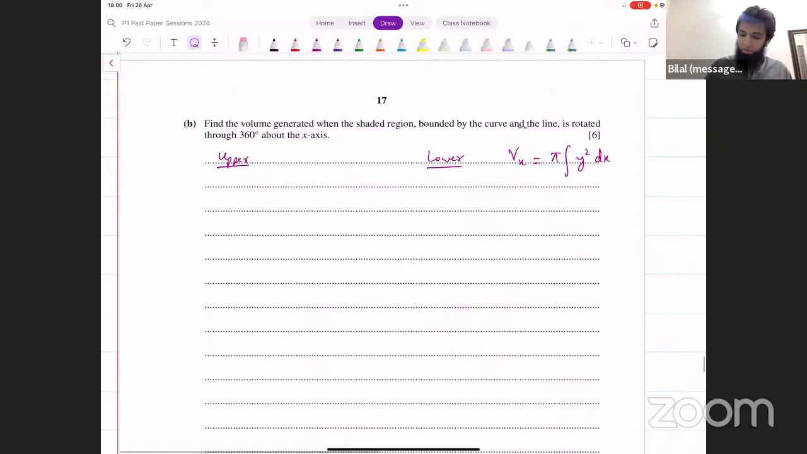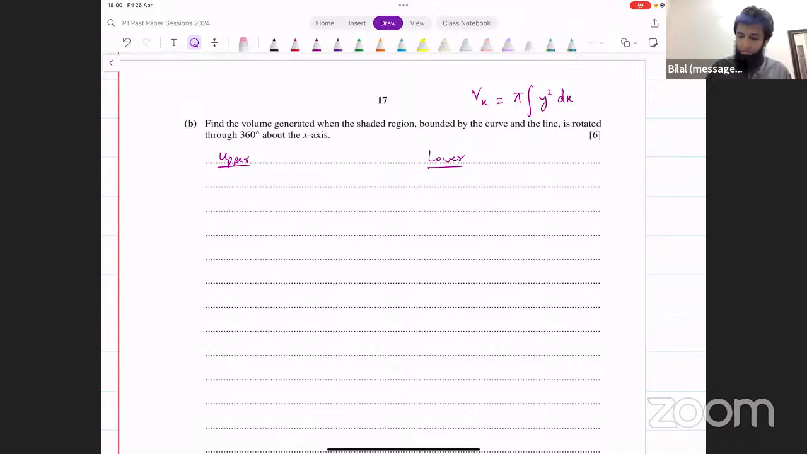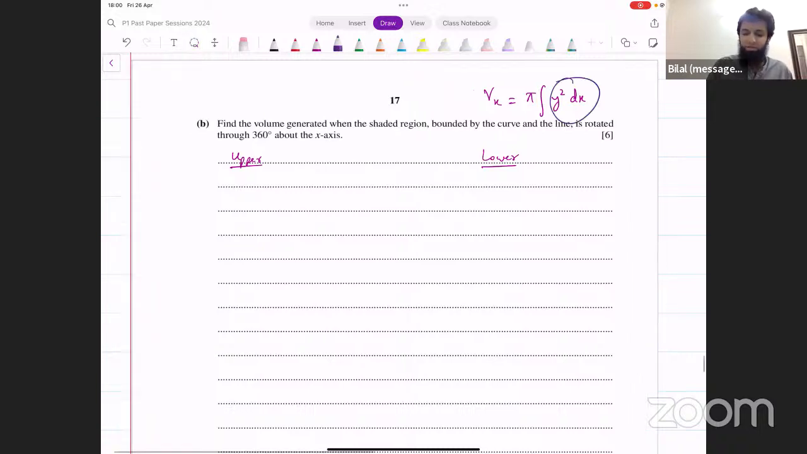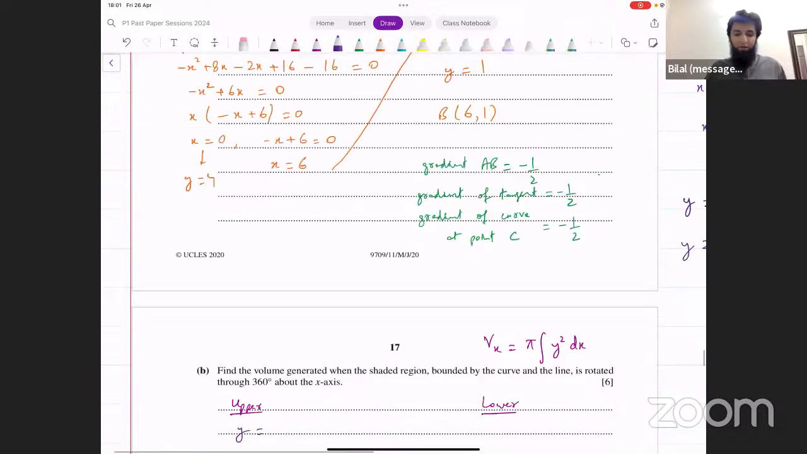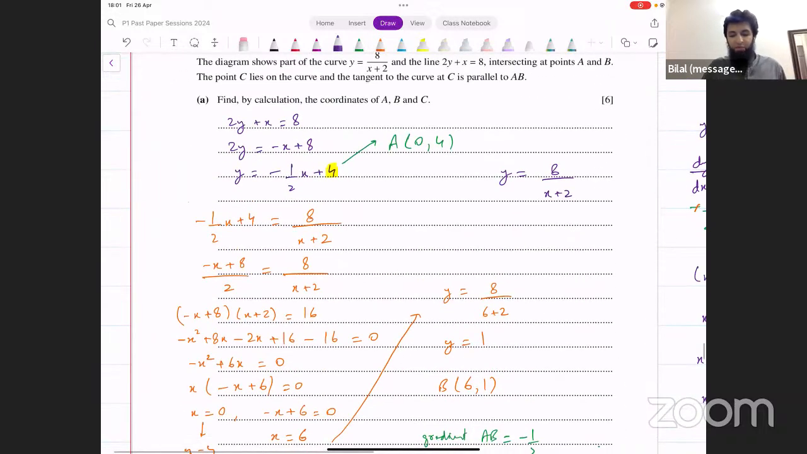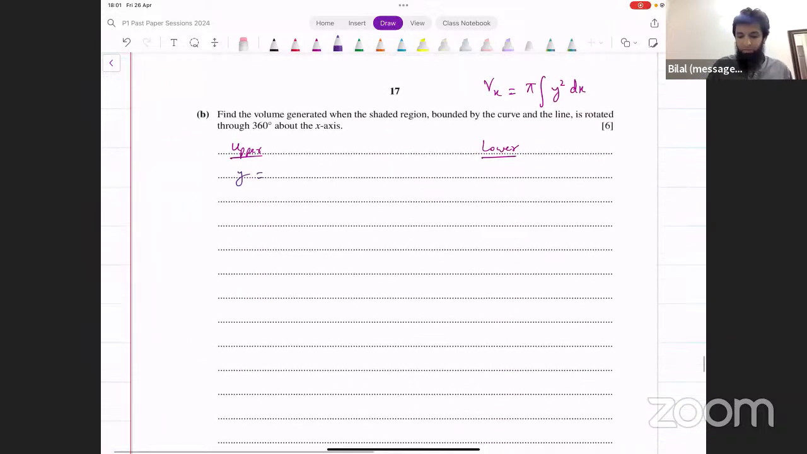This is the formula that we will be using to find volume. In both these graphs, the first thing you have to do is make y squared the subject. Upper graph, that's a straight line. That was 2y plus x. In fact, we know what we got when we made y the subject. It was y equals minus 1 over 2 x plus 4. This was the equation of the line. That's the upper graph in that shaded part.